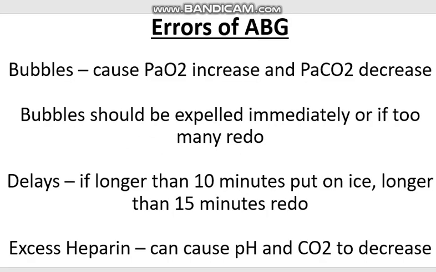Errors of ABG. Bubbles cause the PaO2 to increase and PaCO2 to decrease. Because of this, bubbles should be expelled immediately, or if there are too many you should redo the draw. Delays: if it is longer than 10 minutes it should be put on ice, but if it is delayed longer than 15 minutes you need to redo the ABG. Excess heparin can cause the pH and CO2 to decrease.